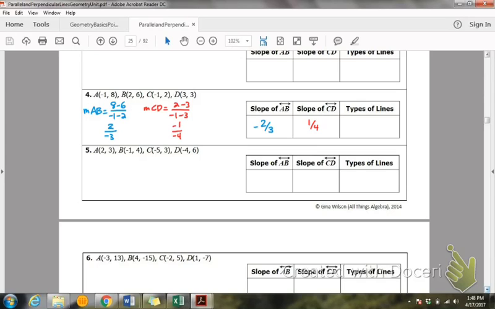Okay, so, Kara, what did you get for the slope of AB? I got negative 2/3. Good. Ben, what did you get for the slope of CD? 1/4. Anybody else agree? Yeah. Okay, so are these lines parallel or perpendicular? No, they're neither. So you're just going to write the word neither. There is no special symbol for neither. You're just going to write the word neither. Okay?